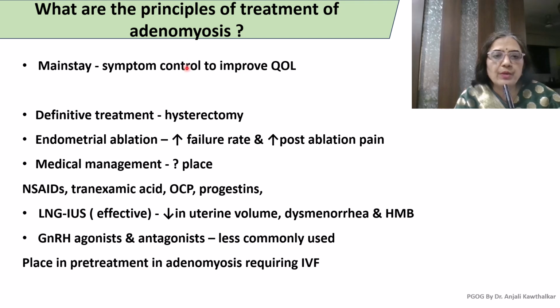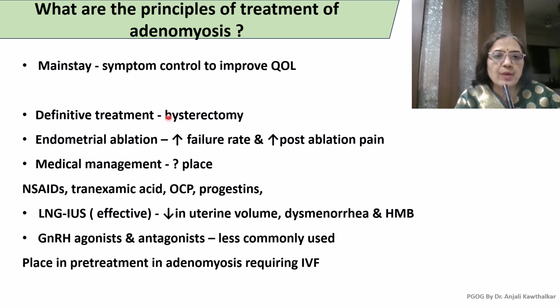What are the principles of treatment of adenomyosis? The mainstay in the treatment is symptom control to improve quality of life. Adenomyosis adversely affects quality of life significantly because it is associated not only with heavy menstrual bleeding but with dysmenorrhea also, and some cases might have severe dyspareunia or chronic pelvic pain. It can affect fertility and pregnancy outcome also, which we are now understanding, and that is why this condition leads to a reduction in quality of life. Our main aim of management is symptom control to improve quality of life.